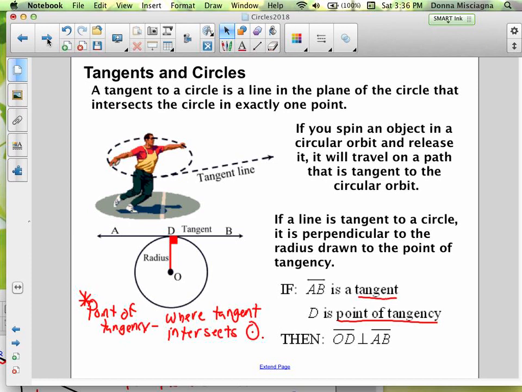And this is in your notes, if a line is tangent to a circle, not the picture, but the bottom part. If a line is tangent to a circle, it is perpendicular to the radius drawn to the point of tangency. So here you have this diagram. If line segment AB is a tangent, D is the point of tangency, and OD is going to be perpendicular to AB. Point of tangency is a vocabulary word. It's where the tangent intersects the circle. That's the point of tangency.